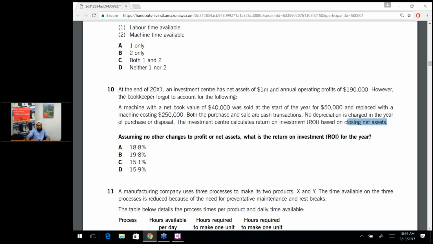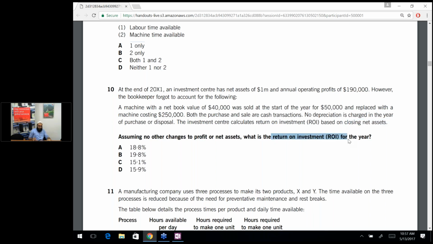that when nothing is mentioned about the calculation of ROI and RI, we use start of the year assets. By default, it's an understanding that when nothing is mentioned about the calculation of ROI and RI, we use start of the year assets. But when it is mentioned, then you have to follow the instruction given by the examiner. So your examiner has mentioned here, use closing net assets. Okay?